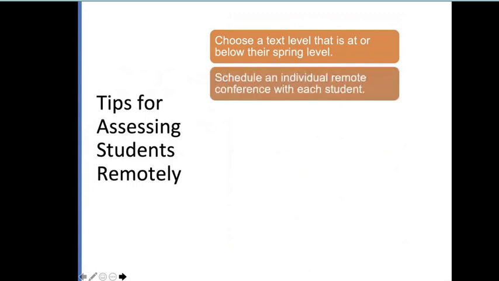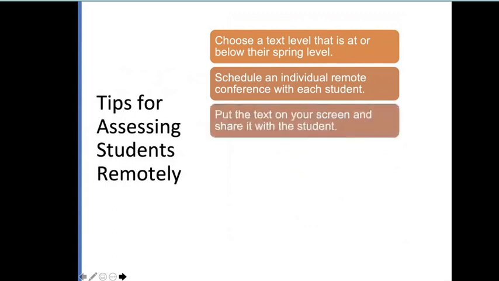Then you want to schedule an individual remote conference with each student. So this is where you would call the parent, and you would email and get a time to do a quick running record. It won't take long. 20 minutes should be all you need to assess them, so you have an idea of where they are as a reader. When you're doing this conference with your students, load the text on your screen and then share it with your students so that the student is reading the text and you can take a running record.